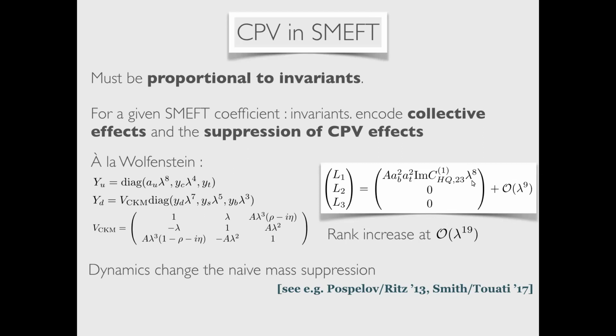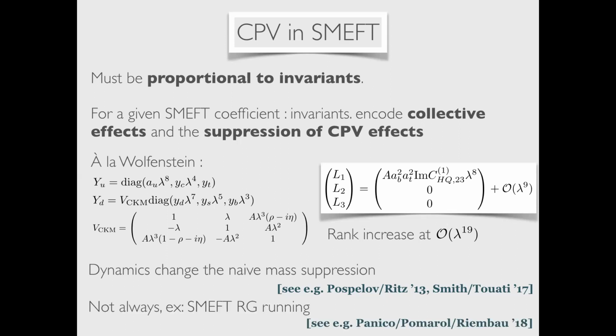The actual suppression you get is relaxed because some of the masses that would contribute to this suppression actually turn into logs, which are less suppressed. That happens in specific cases, but for instance, the electron EDM that we saw is one example of this, where there is one less power of the bottom mass compared to what you expect, although much of the suppression is still present. But there are cases where this does not happen.